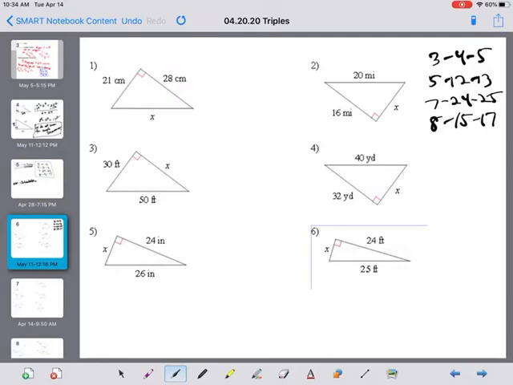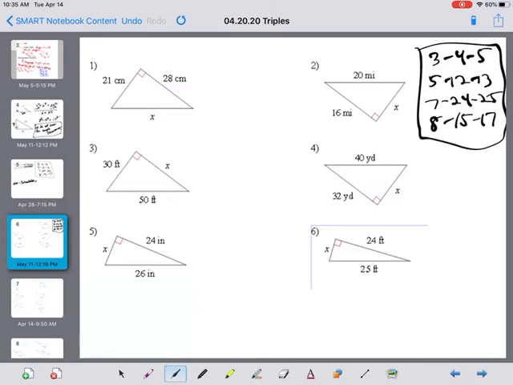Okay, so let's look at number 1. So 21 and 28, those are not in the memorized primitives list. Oh, by the way, there's infinite Pythagorean primitives, but these are the only ones you will be tested on.